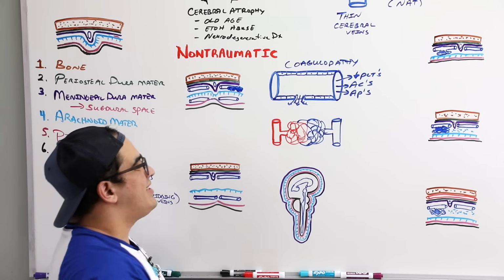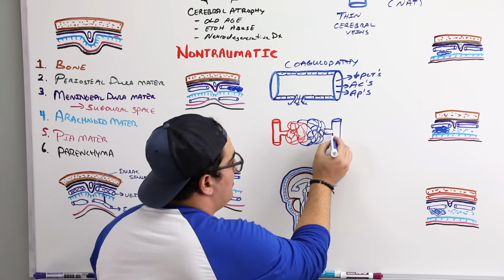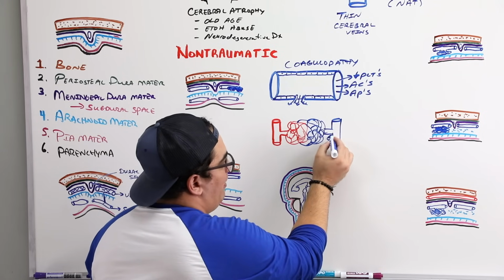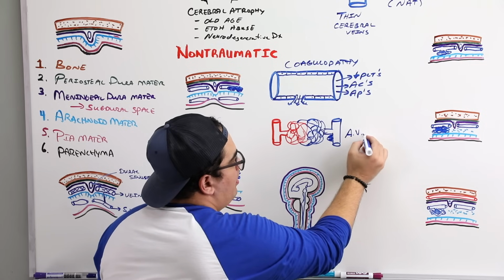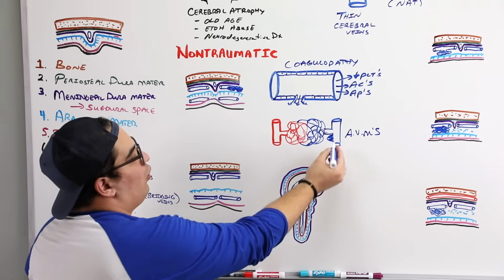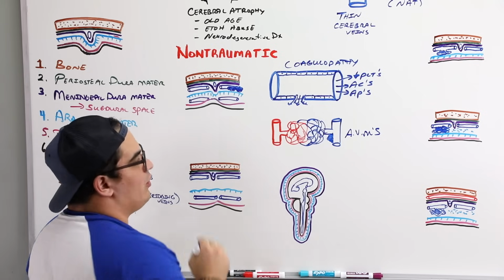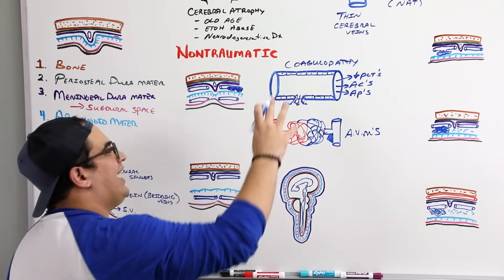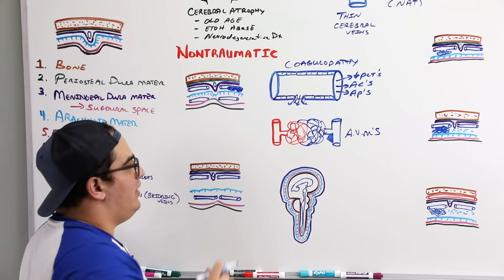What else? Less common, but sometimes people can have AV malformations, and these also could be a potential trigger for an actual rupturing of this venous side here, leading to a subdural hematoma. Okay, so again, coagulopathic causes, AVMs.